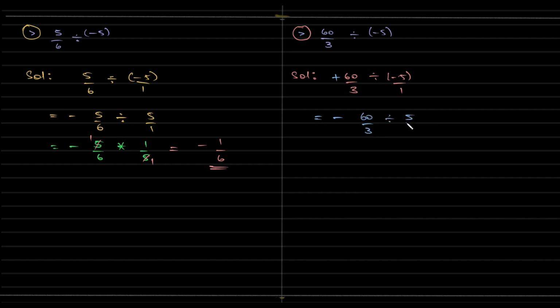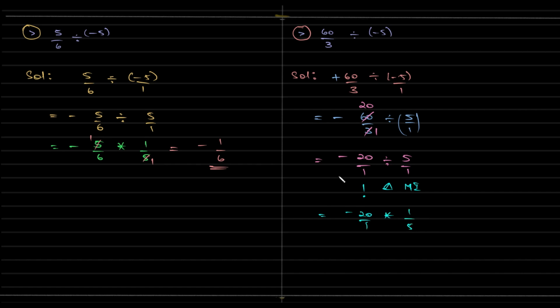So if you want to simplify these fractions, you can do that. We have 30, 60 and 3 having 3 as a common factor. So 3 divided by 3 is 1 and 60 divided by 3 is 20. Don't forget the sign. Minus 20 by 1 divided by 5 by 1. Again, what should you do? Don't change, change: multiplicative inverse. So we have minus 20 by 1 into 1 by 5.